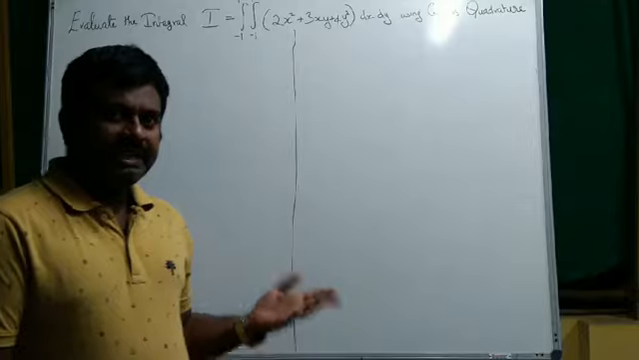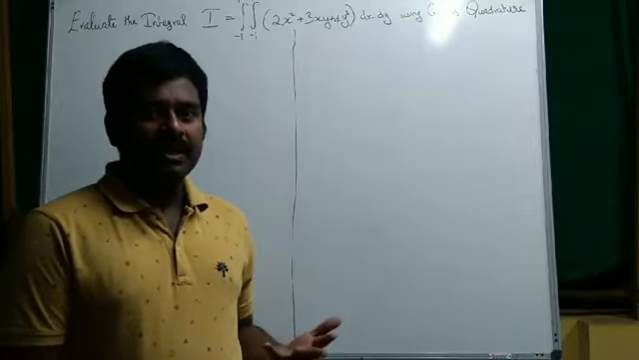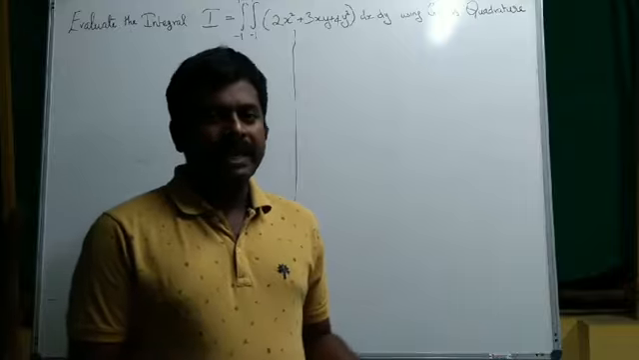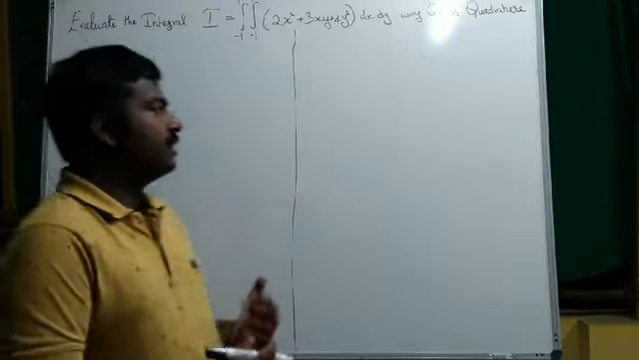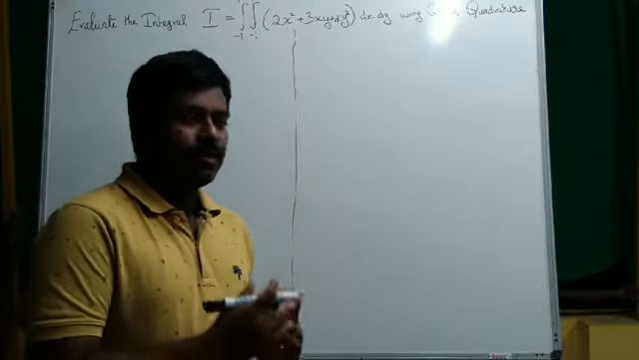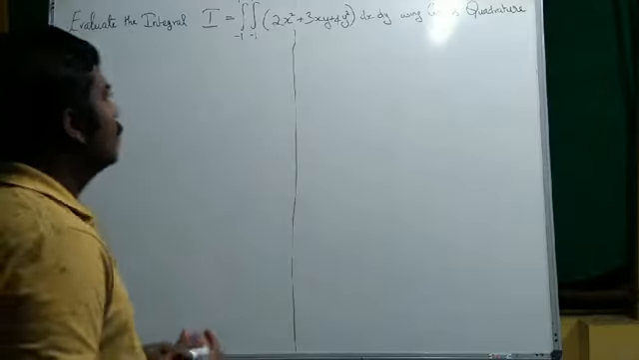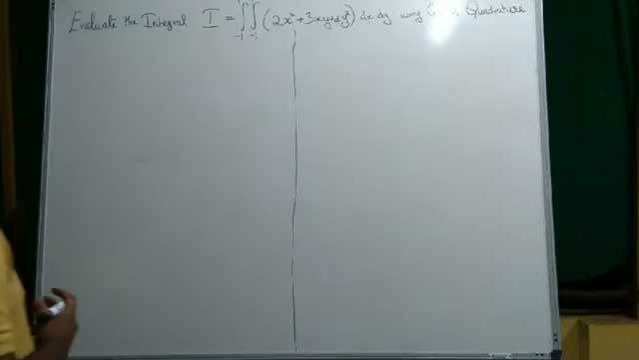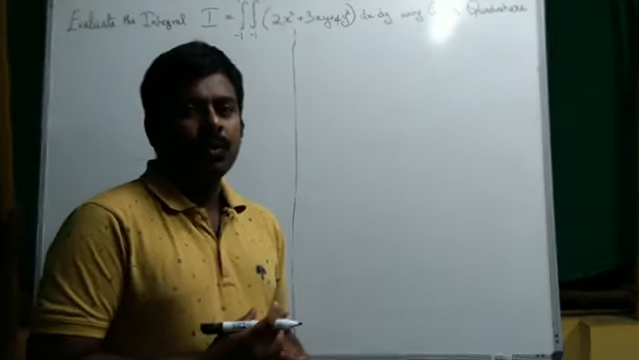But in this question, it is not clearly mentioned whether to use 2-point, 3-point, 1-point, or 4-point Gauss Quadrature. It is not mentioned. So here we are going to find which method, Gauss 2-point or 3-point, is best for this problem. The function is 2x² + 3xy + 4y².